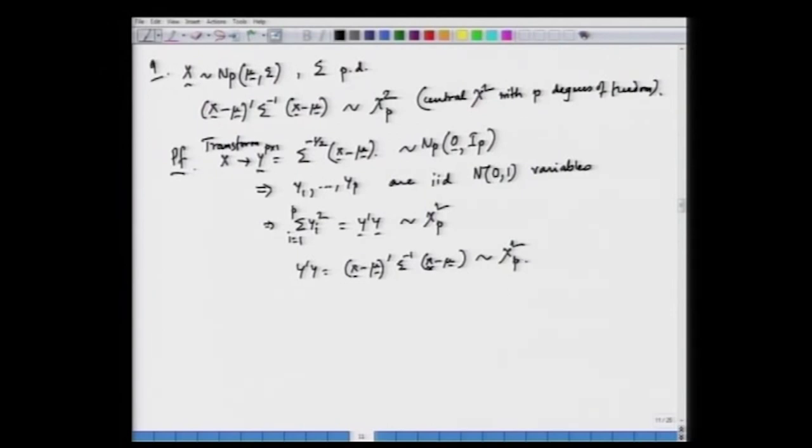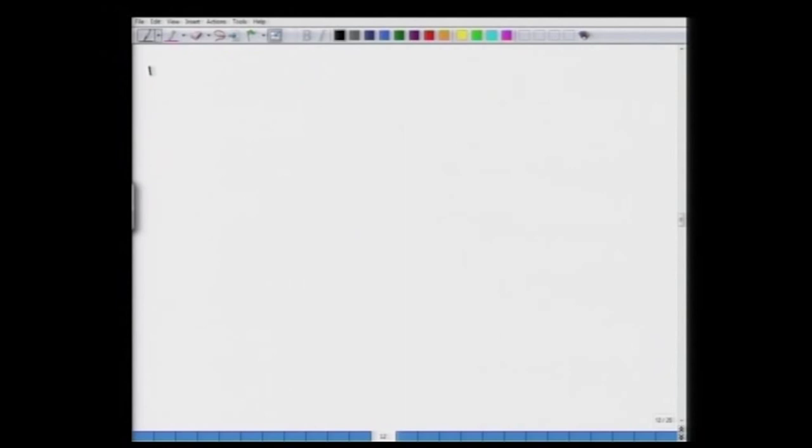Now, we consider a different quadratic form involving x and the associated matrix sigma, our tenth result, which says that x following a multivariate normal with mean mu and variance covariance matrix sigma, we have x transpose sigma inverse x. Note that we do not make this location shift here, and we say simply that x transpose sigma inverse x is following a non-central chi square with p degrees of freedom and the non-centrality parameter delta.